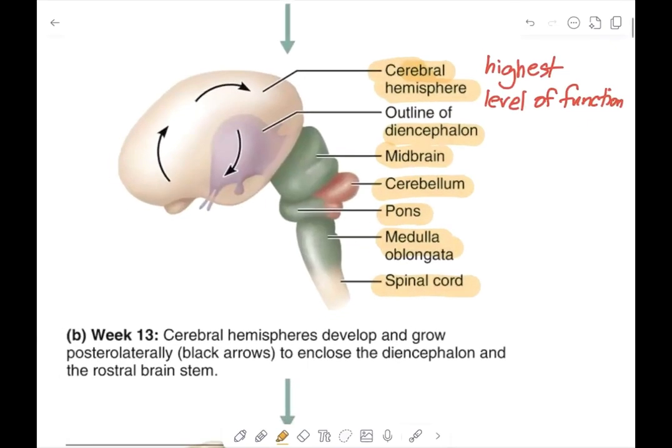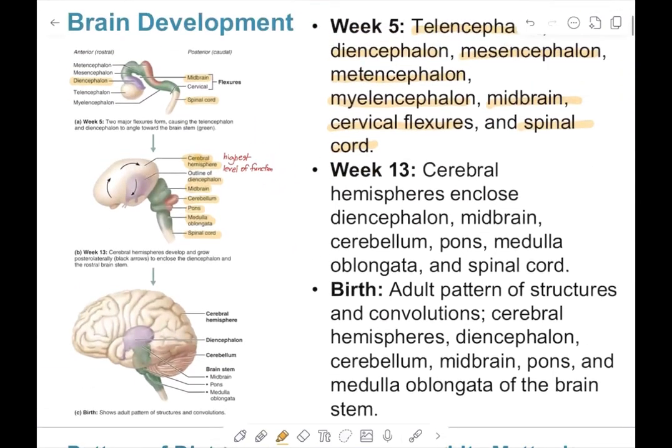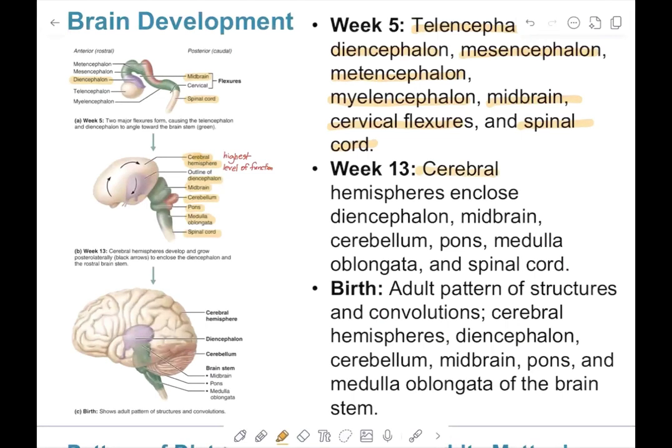So let's take a look at some of those structures listed here for week 3. We have that cerebral hemisphere, that executive function. The diencephalon, midbrain, cerebellum, pons, medulla oblongata, and the spinal cord as well. The diencephalon is going to make up several parts. It's going to include lots of the thalami, I like to think of them. So, for example, the epithalamus, the thalamus, the hypothalamus, and then also part of the retina, which we'll be talking a lot more about later on.